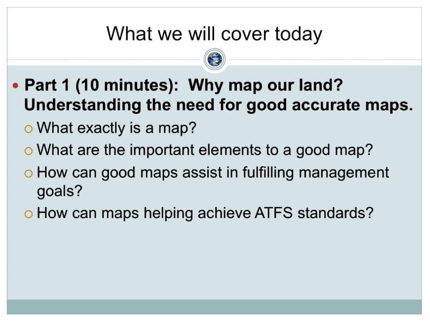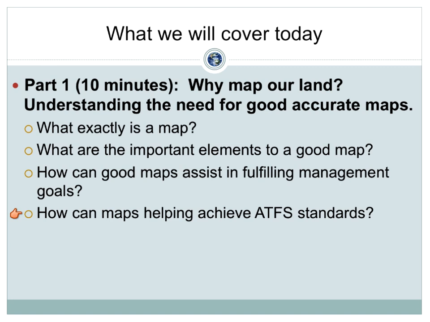We're going to take a real brief look at what maps are and why we use maps as natural resource management tools, and how can good maps assist in fulfilling management goals. And being that I do a lot of my volunteer work with the American Tree Farm System, I'm going to take a look at some of the certification standards as a surrogate for a good management plan, and how some of these American Tree Farm System standards can be met simply by developing good maps.